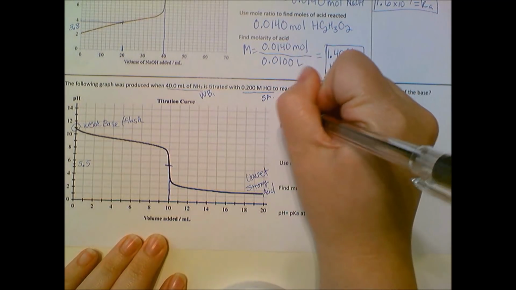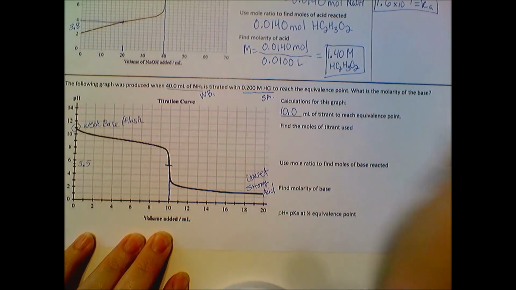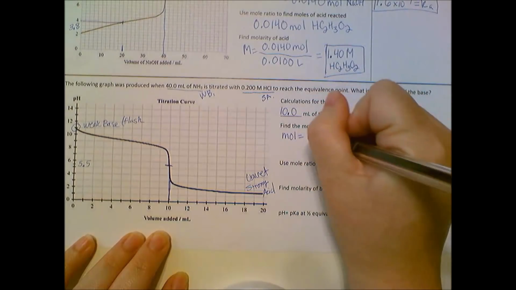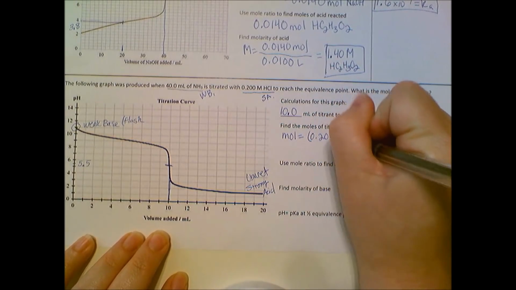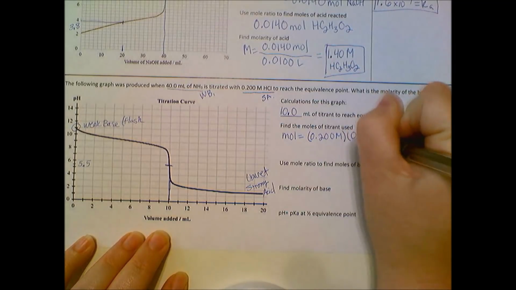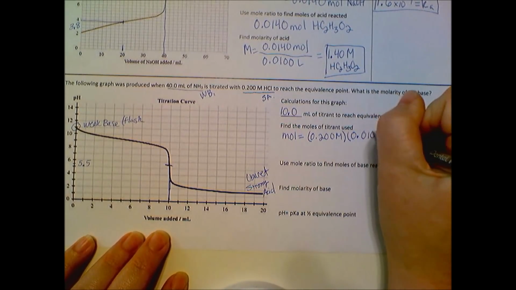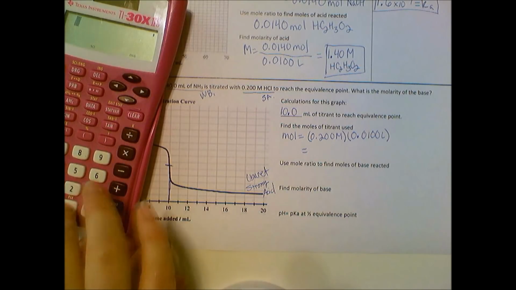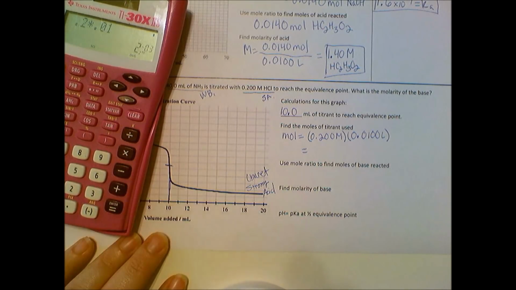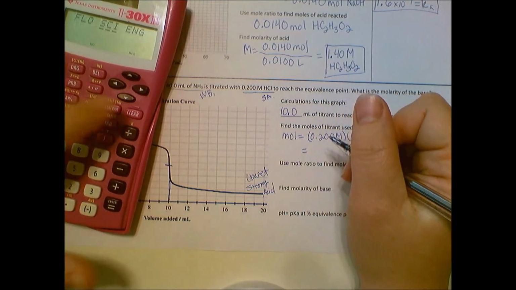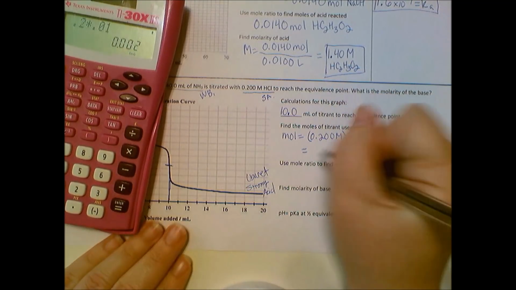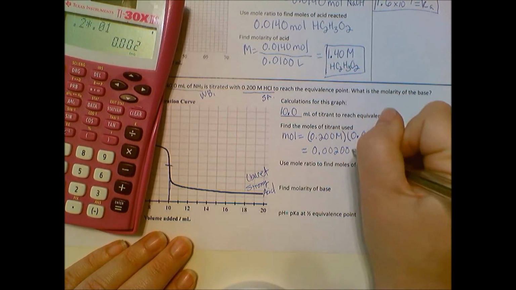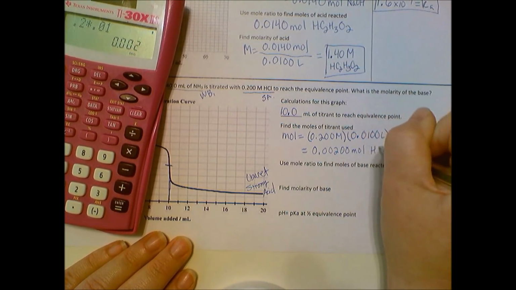So if we're starting with 10 milliliters as our equivalence point, we want to find moles. So our molarity of our HCl times its volume equals 0.2 times 0.01, which gives us 0.002. But we need those 3 sig figs. So that's our moles of our acid.